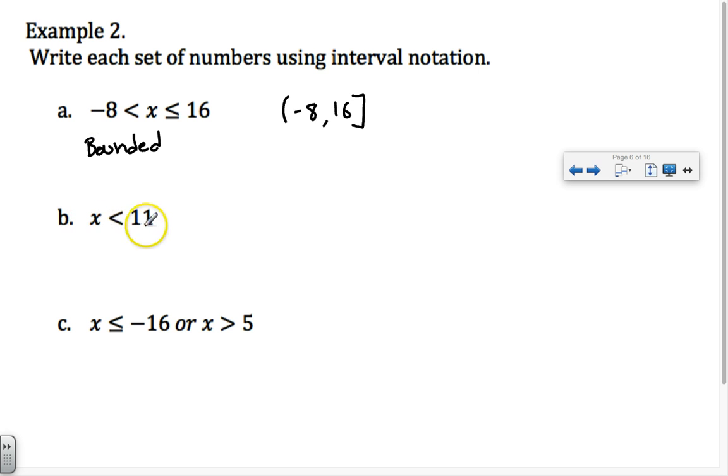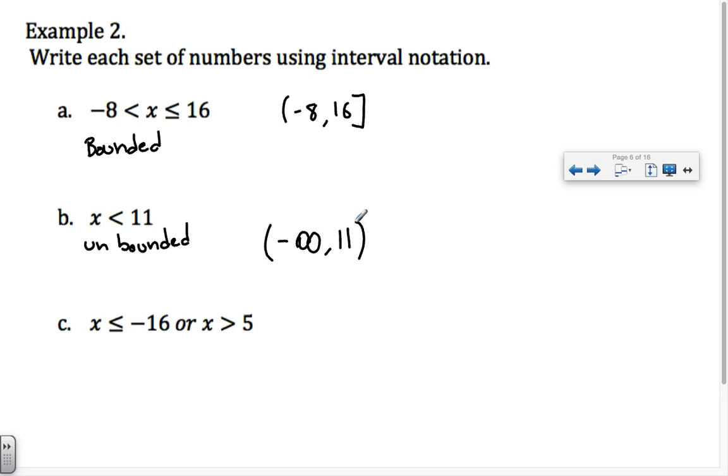Since this next one is unbounded, x is less than 11, you ask yourself, what will be the largest thing in this interval? Would it be the 11 or would it be the x? Since x is less than 11, this interval is going to go from negative infinity, since 11 is going to be the largest possible thing that it could be, to 11. And since it's not included, this will also be in parentheses.